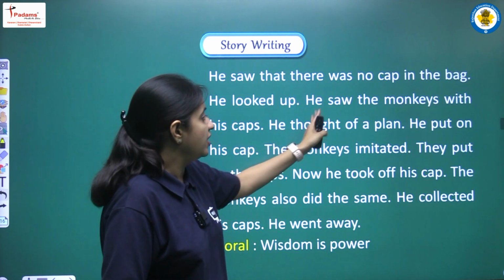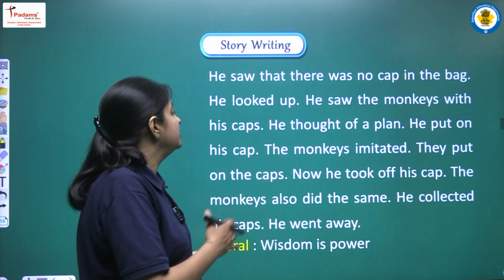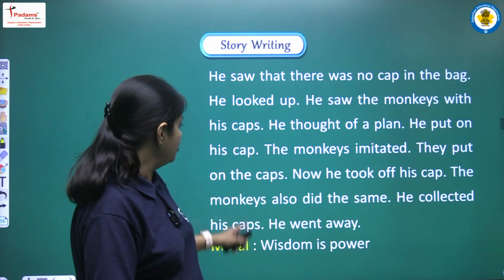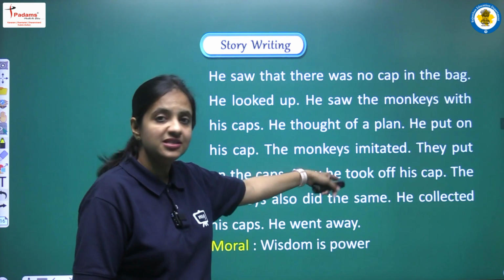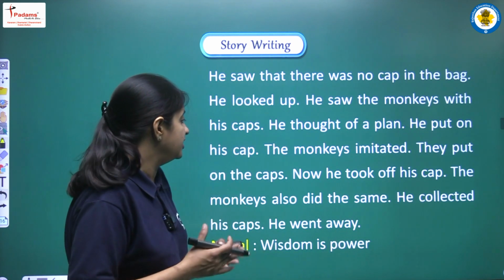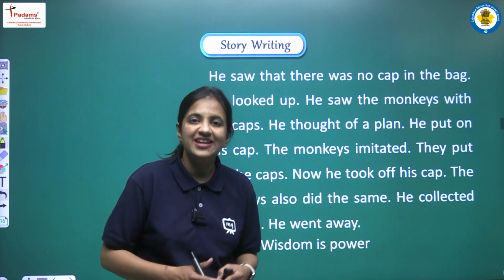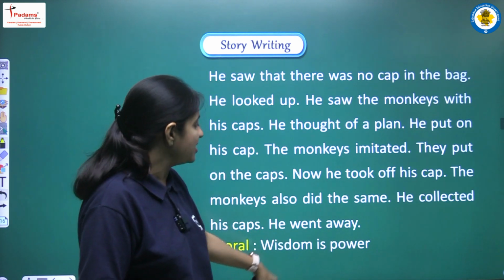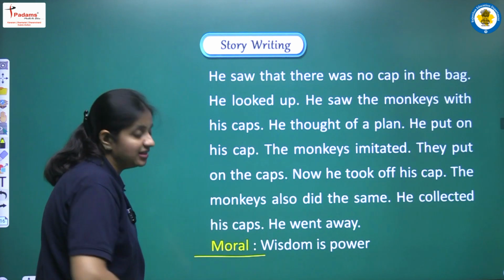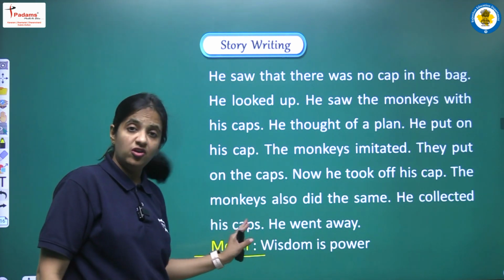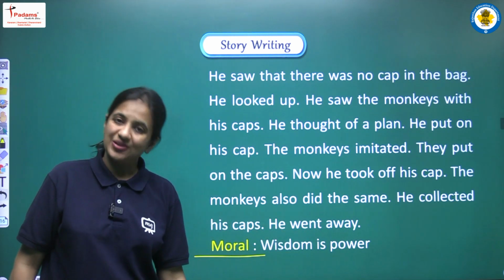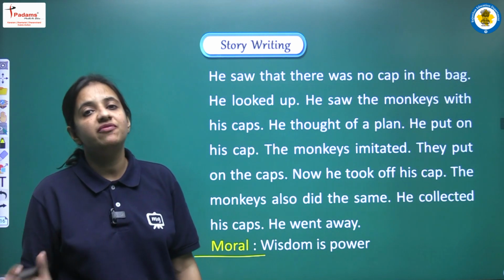Then he thought of a plan. He put on his cap. The monkeys imitated this, they copied this. They also put on the caps. Now he, the cap seller, took off his cap. The monkeys also did the same. So finally he was able to collect his caps and then he went away. So this is the story, and finally we are writing the moral. So you can highlight the moral also. Okay, so what is the moral? The moral is wisdom is power. Okay, so in this manner we can write a perfect story.